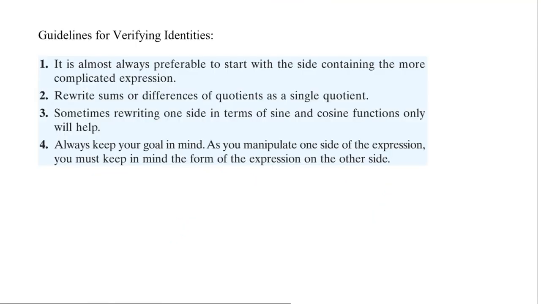So let's talk about a few guidelines for verifying identities. 1, it is almost always preferable to start with the side containing the more complicated expression. It's usually easier to simplify than it is to build. 2, rewrite sums or differences of quotients or fractions as a single fraction. Get a common denominator. 3, sometimes rewriting one side in terms of sine and cosine functions only will help. And 4, always keep your goal in mind.